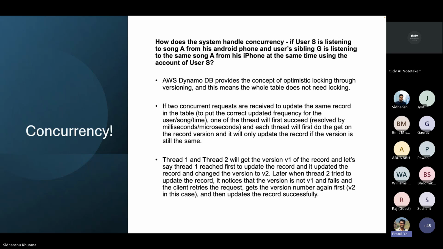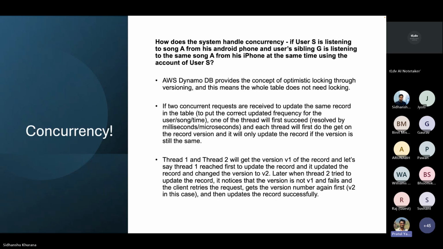So one such point is concurrency. There is an interesting use case that we have talked about here. Let's say there is a single multi-user account and there is a user S, who is already listening to song A from that particular account. And let's say this user also has a sibling who has logged in on another device using the same account and is listening to some other song. So how do we handle this kind of concurrency? Because both of these requests will be fired to get written into the DynamoDB.